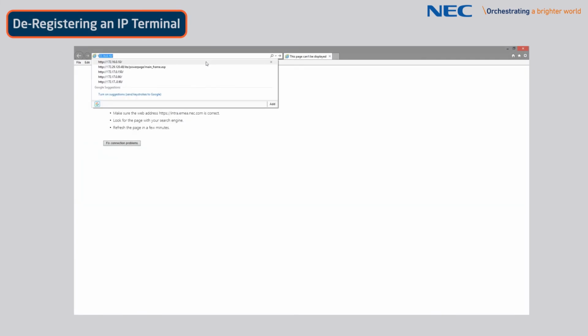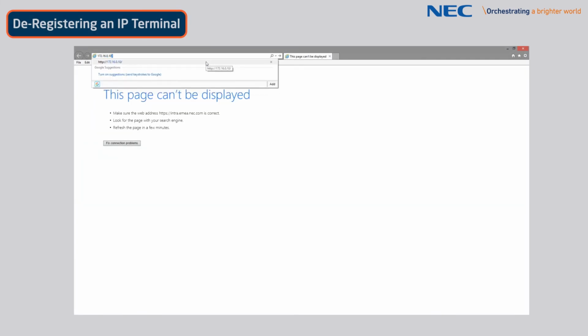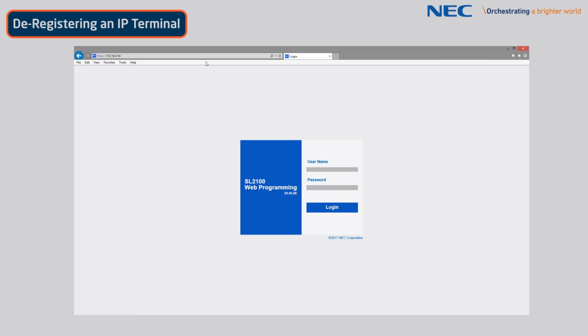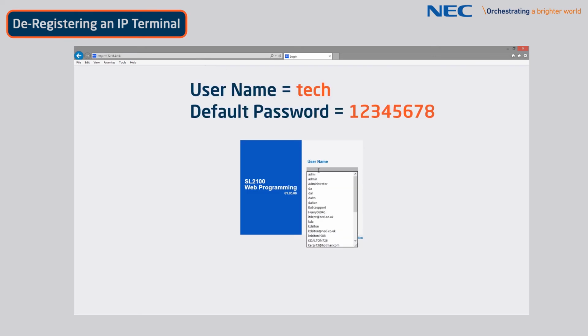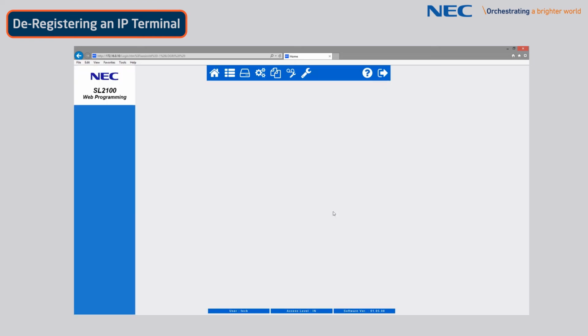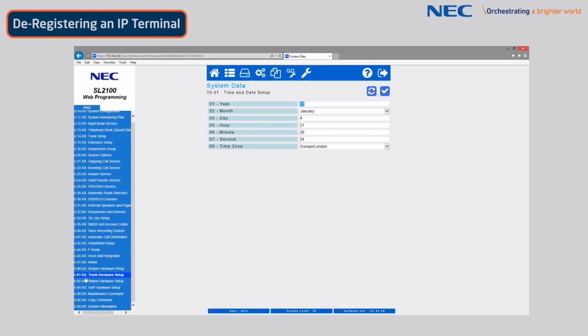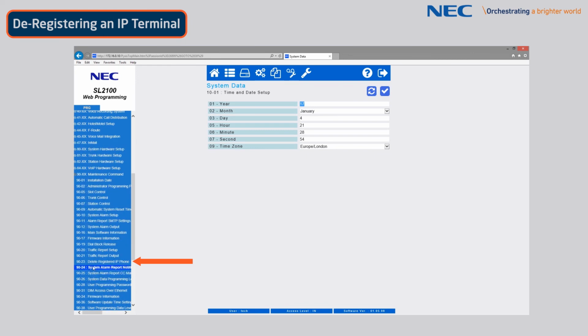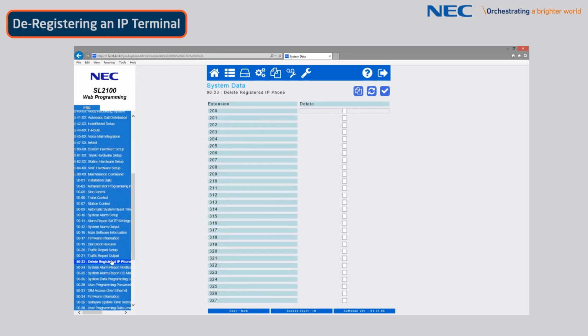The registration can be removed using Web Pro. Browse to the IP address of the SL2100 system. Enter the installer level username and password to log in. The default is tech and 123456778. Select system data and program number 9023. The registered IP terminals will be shown. Select the IP terminal to remove and click the Apply button.